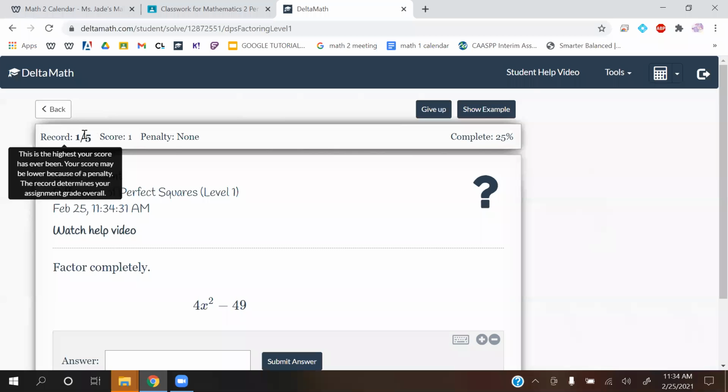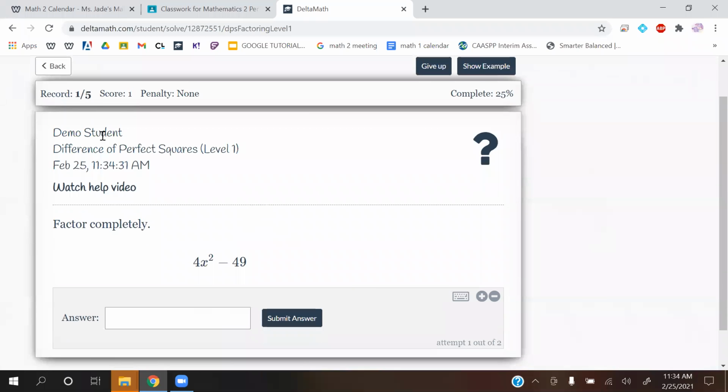So as you can see, we got that last question right. I don't know exactly what happened with Delta Math, but it was just a glitch. Don't worry about it. But we got the last question right. Now let's do this example.